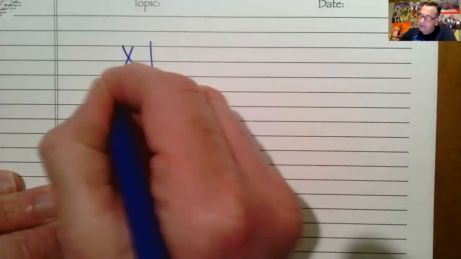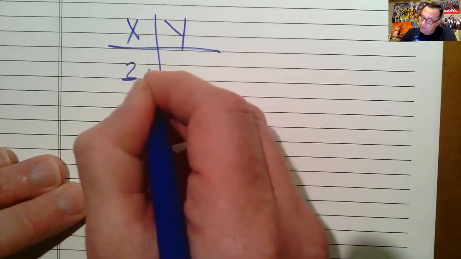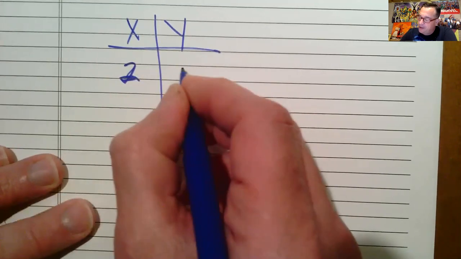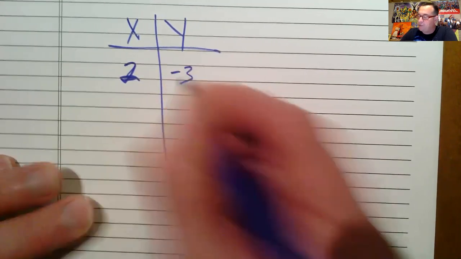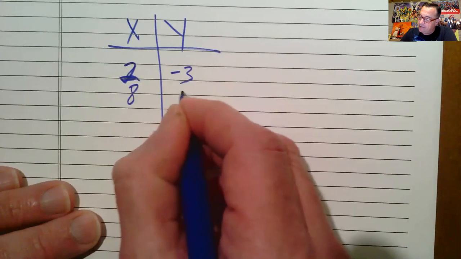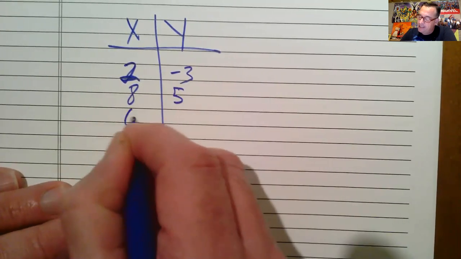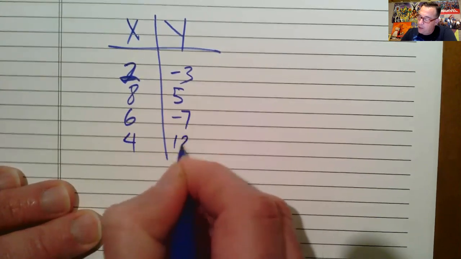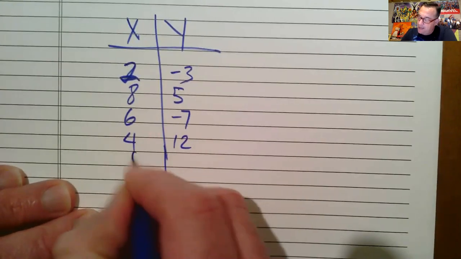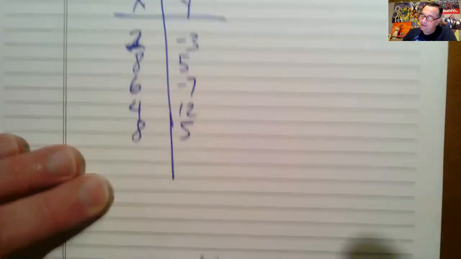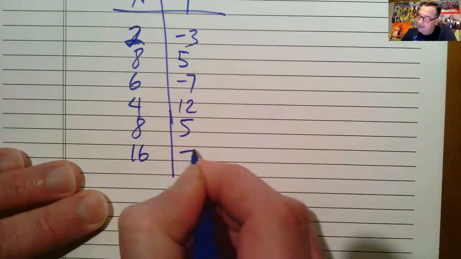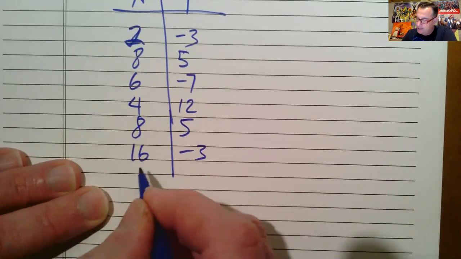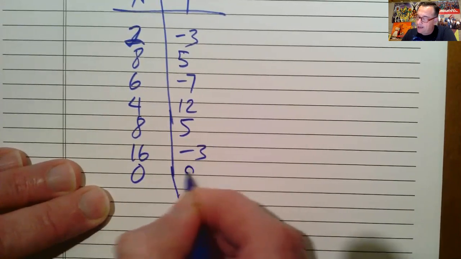X and Y. All right, so we'll do this. Whew, that's awful. I'll make that a 2. 2, -3, 8, 5, 6, -7, 4, 12, 8, 5, 16, -3, and 0, 9.